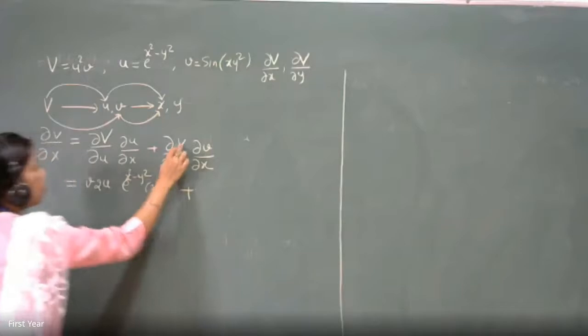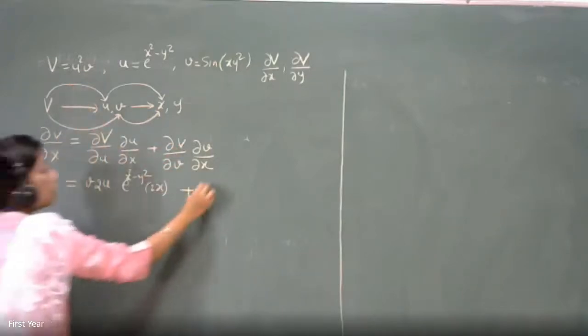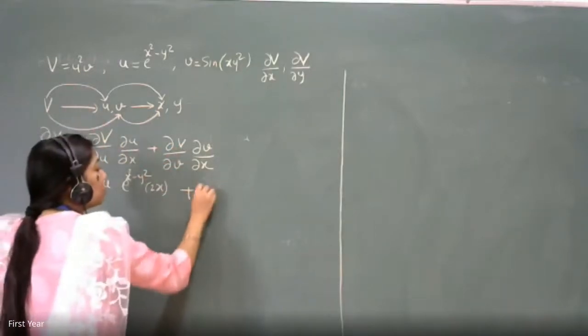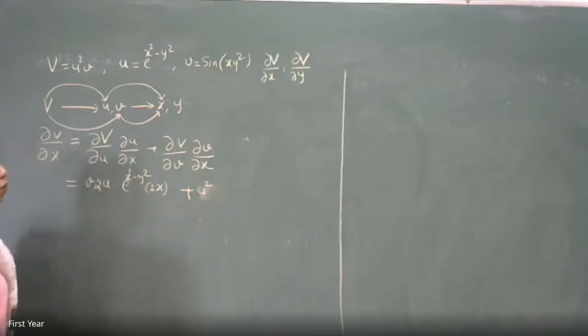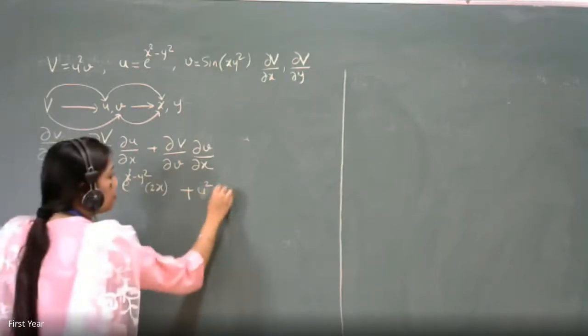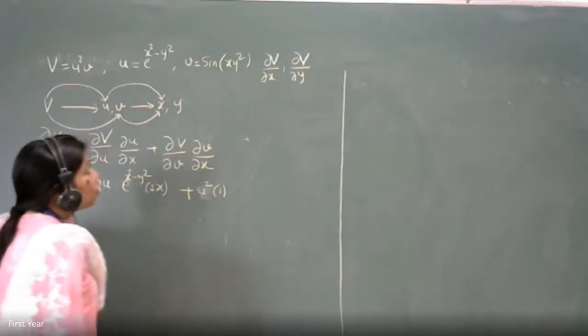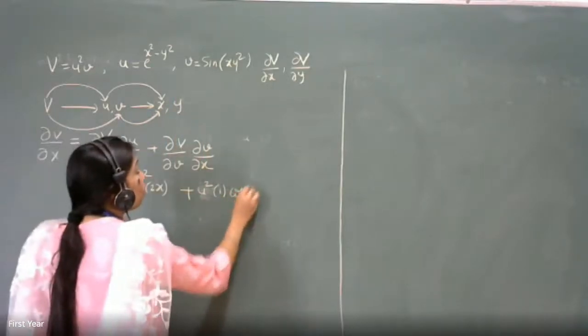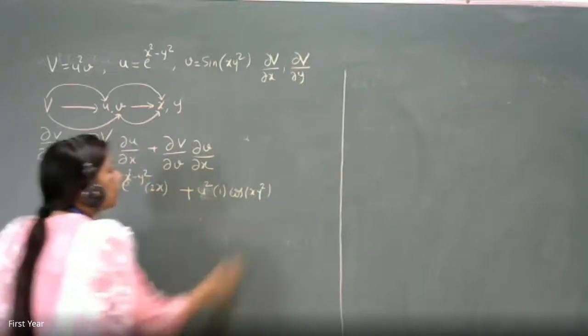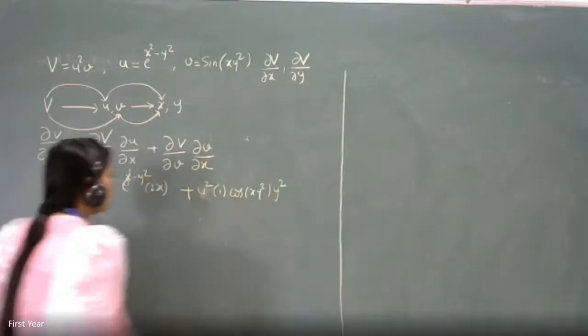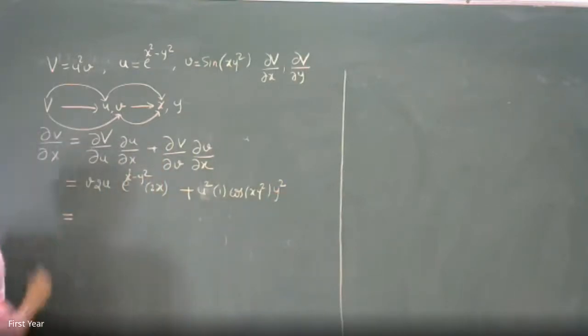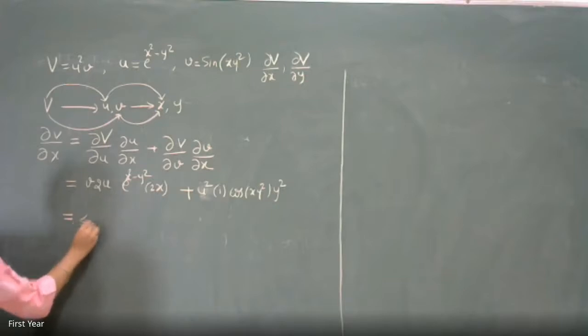Plus the derivative of B with respect to small b. U square is constant, so it will remain as it is. The derivative of b with respect to b is 1, into the derivative of b with respect to x. So what's the derivative of sine? It is cos of xy square into the derivative of xy square with respect to x, which is y square. Yes. Any doubt?